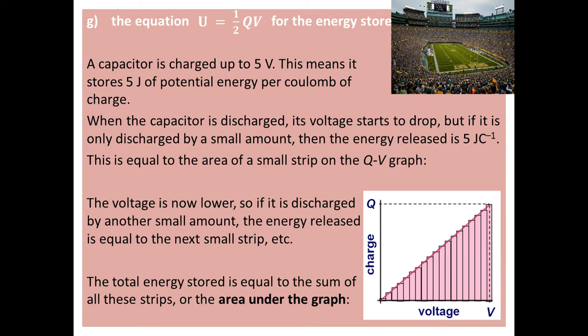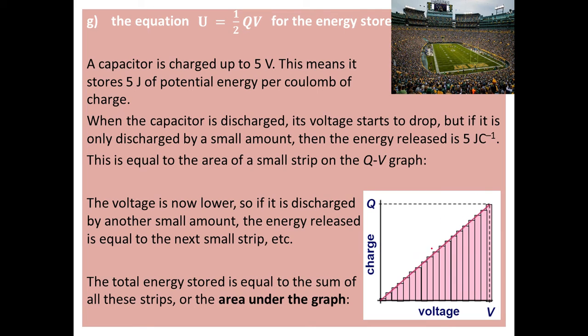Moving on to G, looking at the energy stored within a capacitor. We're going to look at this from a typical example of a capacitor being charged, fully charged or charged up to a particular point, and then the energy that gets released as we discharge it. So if we put the energy in and then release it a little bit at a time, the charge and the voltage gradually drop. And we end up with a graph like we see in the bottom right hand corner.